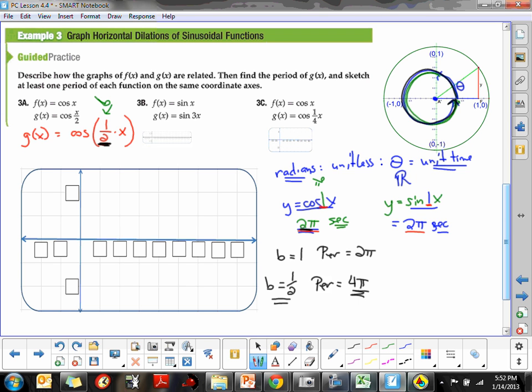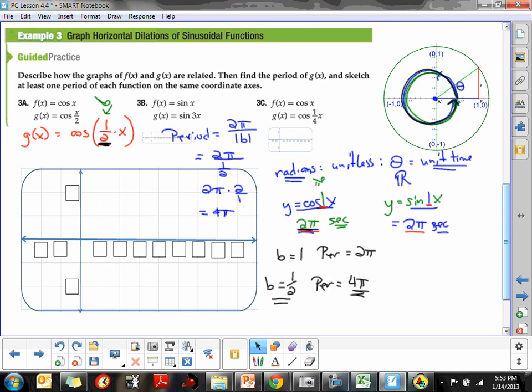Now if you strictly use their formula, which is simple to use, they say that the period is equal to 2 pi divided by the absolute value of b. Well, in our problem, our value of b is 1/2. So it's 2 pi divided by 1/2, but dividing by 1/2 is multiplying by the reciprocal. So again, we get 4 pi for our period. So we've established that the period of this function is equal to 4 pi.